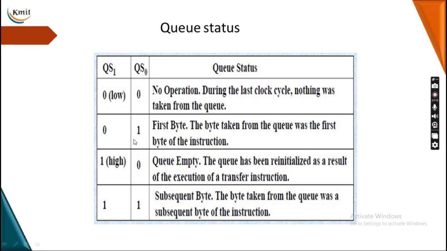When 01 is applied, the first byte is stored into the queue for the decoding part. If it is 10, the queue is empty. If it is 11, the next subsequent byte will be stored into the queue. This is how your queue status pins perform while storing the 6 byte instructions in the queue.